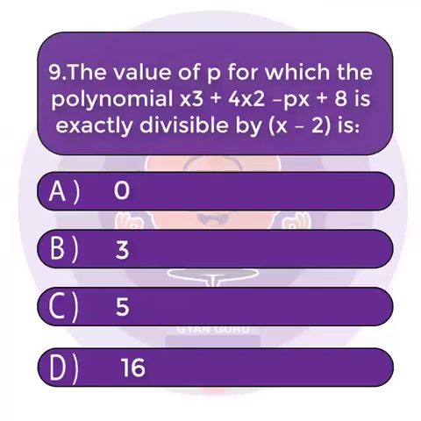The value of p for which the polynomial x³ + 4x² − px + 8 is exactly divisible by (x − 2) is: a. 0, b. 3, c. 5, d. 16.